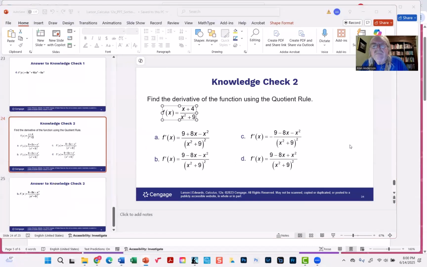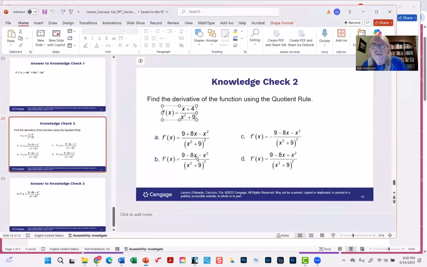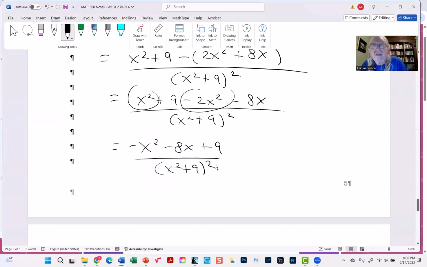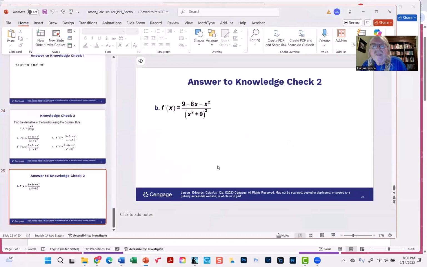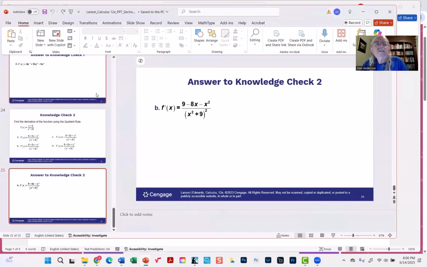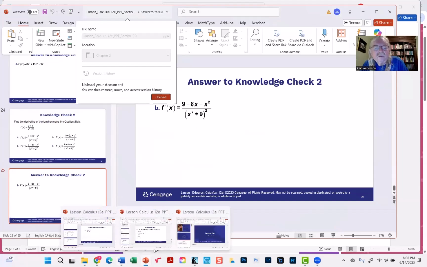So what do they have here? Looks like it's negative x squared minus 8x plus 9 over x squared plus 9 squared. Beautiful. All right. So wow, that was fast. That was 2.3. What do they have in 2.4?